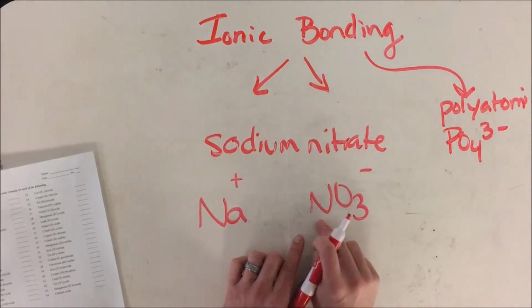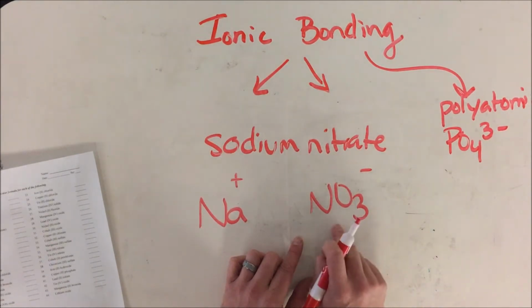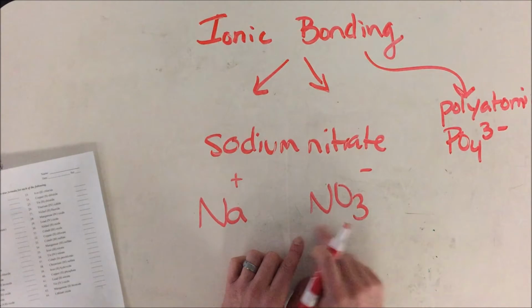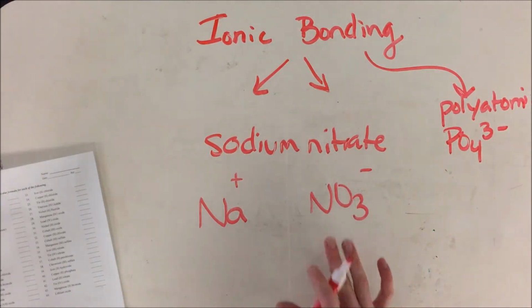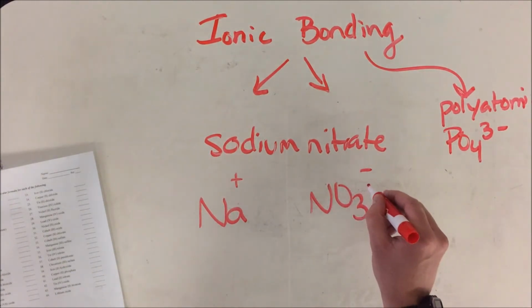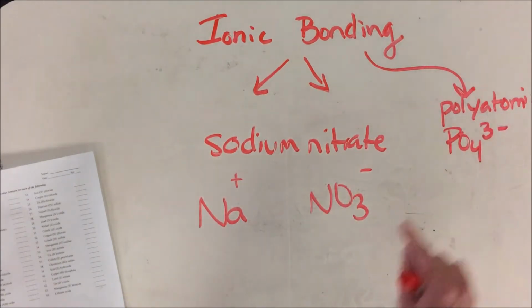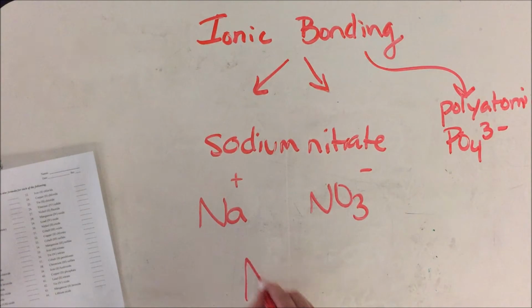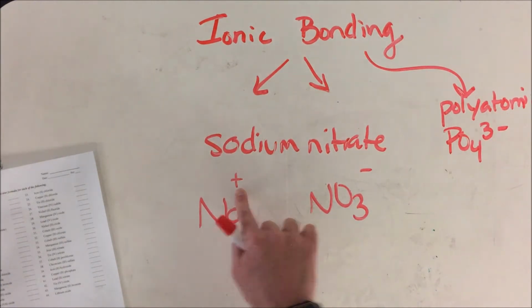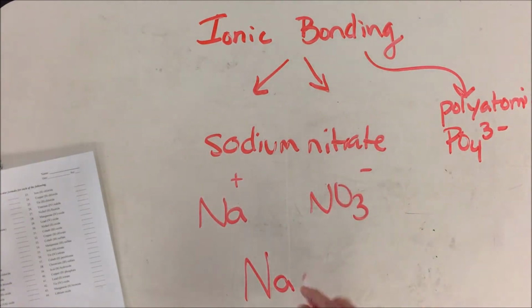This entire ion acts as 1. I don't have to think about my nitrogen charge. I don't have to think about my oxygen charge. I don't have to think about what proportions they are to each other. They act as 1. So therefore, I can treat it as one entire polyatomic ion. And when I bond these together, I have still a 1-to-1 ratio here, Na, NO3.